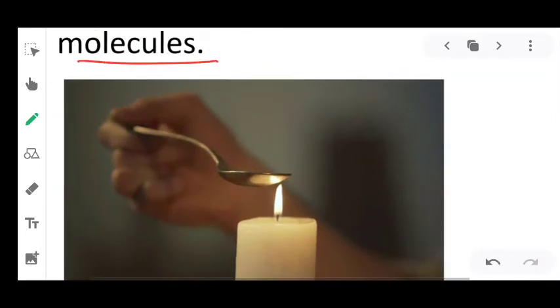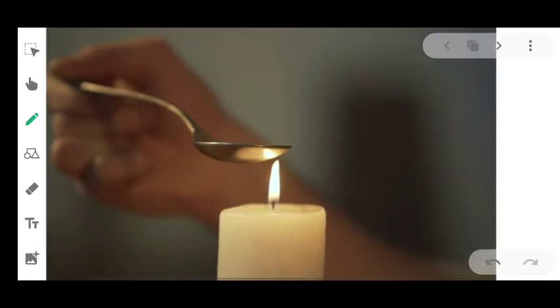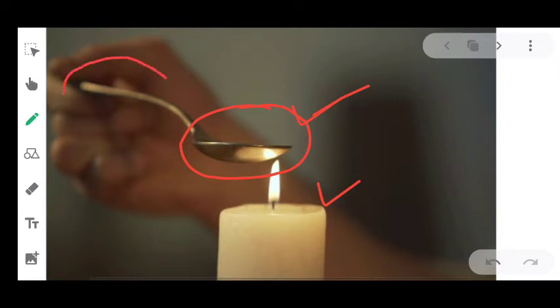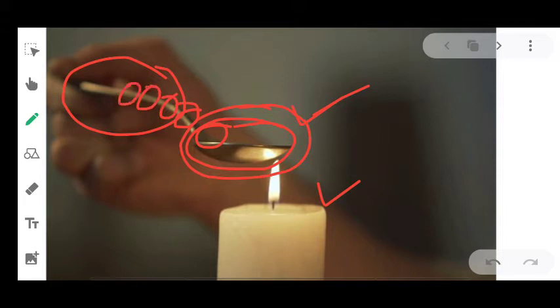Now let's take an example. As you can see in the picture, there is a metal spoon which is placed on a flame. This part of the spoon is placed on the flame, and this part is heated, right? But after some time, the other part of the spoon is also heated. Why? Because the molecules in this part of the spoon start vibrating when they are heated, and each molecule transfers heat energy to its adjacent molecules. This is how heat energy transfers in solids.